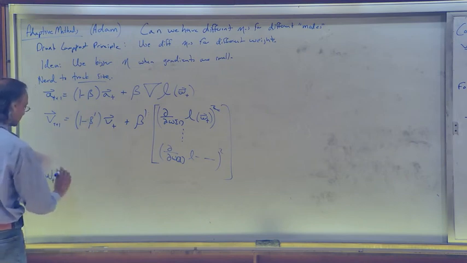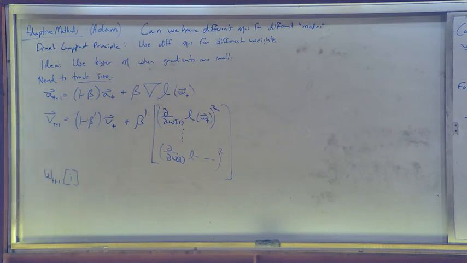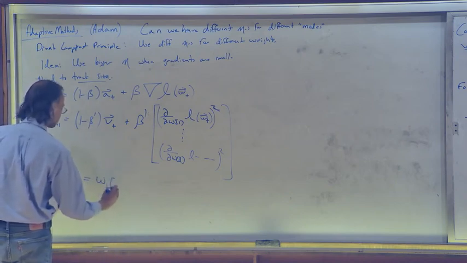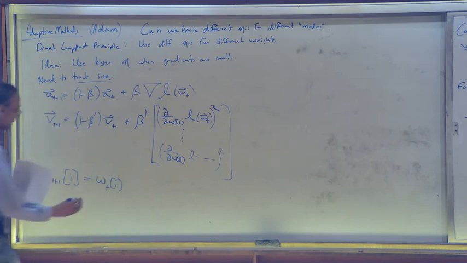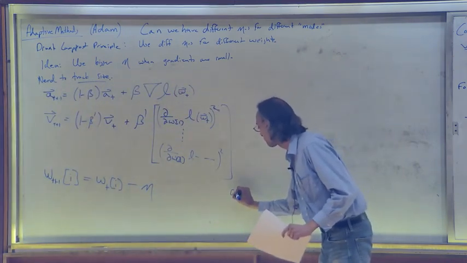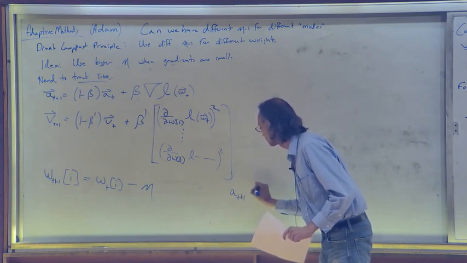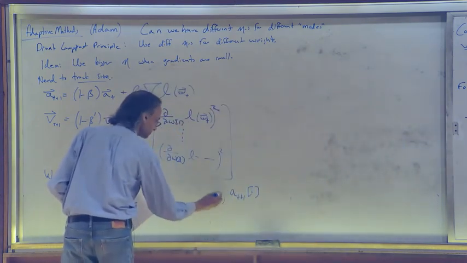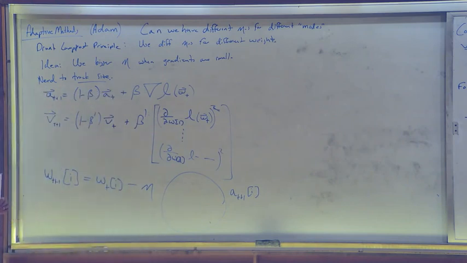Let's just look at the ith component. We want different steps in different directions, right? So the ith component of the updated weight is going to be the previous weight in the ith component, minus some learnable parameter eta, times a_{t+1} in the ith component, which is the average gradient. But now I want something here that will make this thing get bigger when the sizes are small and smaller when sizes are big.